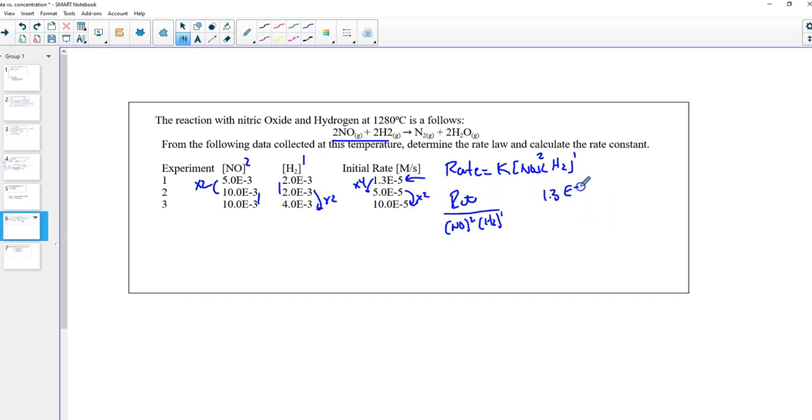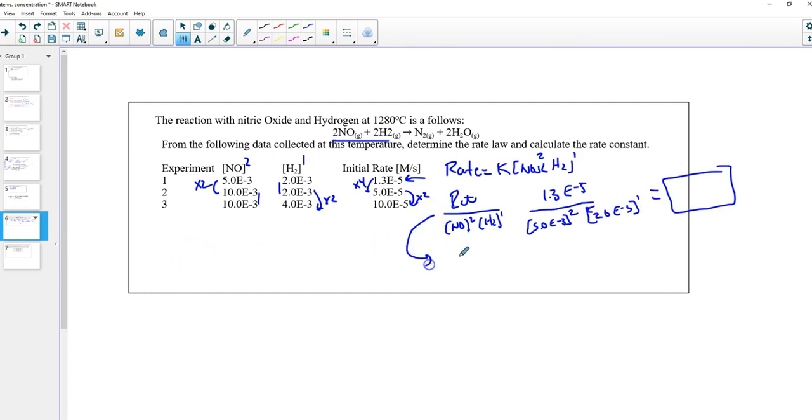1.3 e to the negative fifth divided by the concentration of NO, which is 5.0 e to the negative third, squared, times the concentration of H2, 2.0 e to the negative third, to the first. And I'm assuming you can do this math on your own. Okay? Let's go to the units.